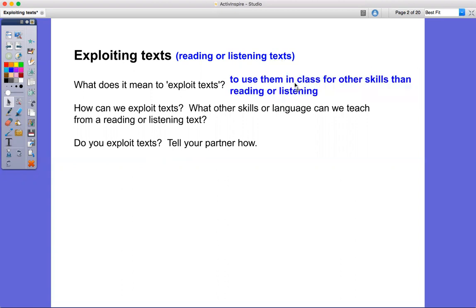In your feedback, of course, we can tell them that we use texts in class for other skills than reading or listening, and we can then listen to what they do in their classes. This gives them the opportunity to share their experience.